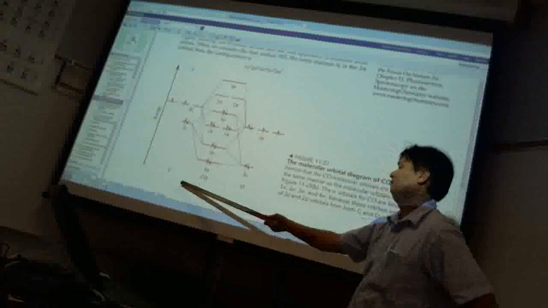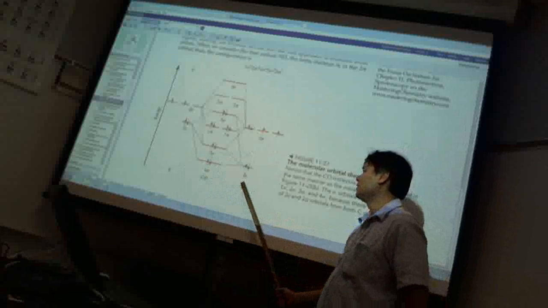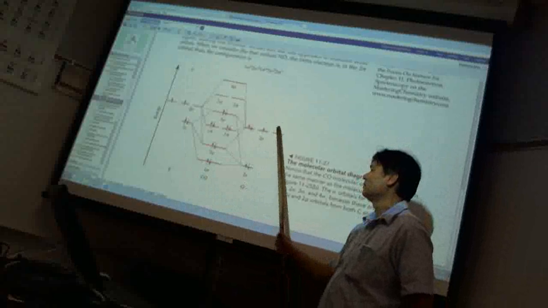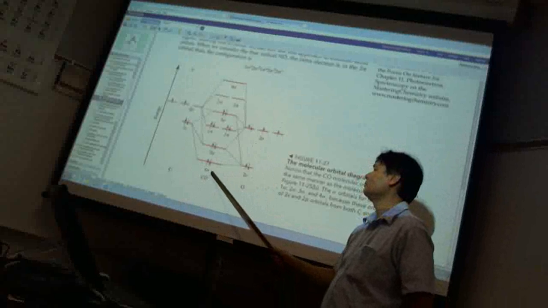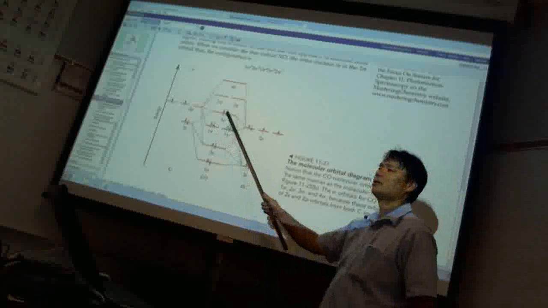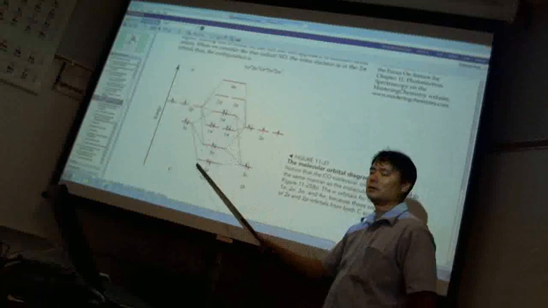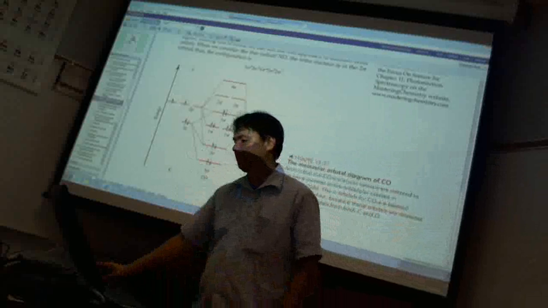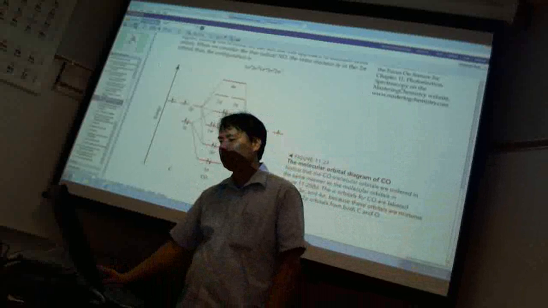You have carbon and a nitrogen. We'll put the nitrogen in negative so it has an extra electron, and then CN minus has 10 electrons. This is exactly what it looks like. So that's MO.